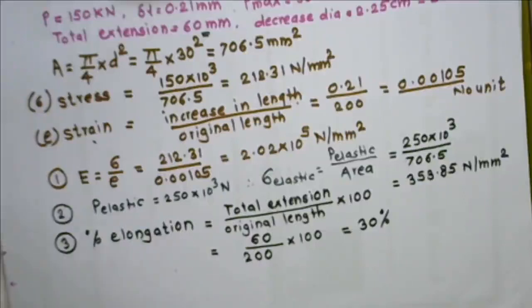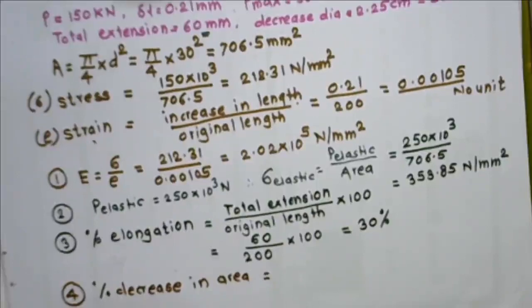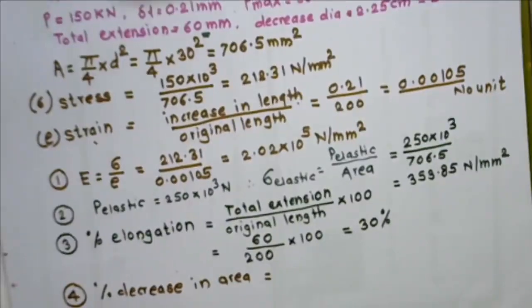Now our fourth point, percentage decrease in area. Here we have to calculate the percentage decrease in area. We know the original area, and when necking occurs there is a reduction in diameter, so that we may say that is the area at failure or area at the neck.